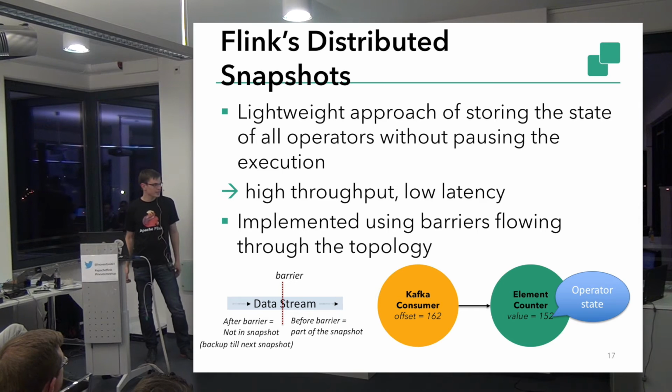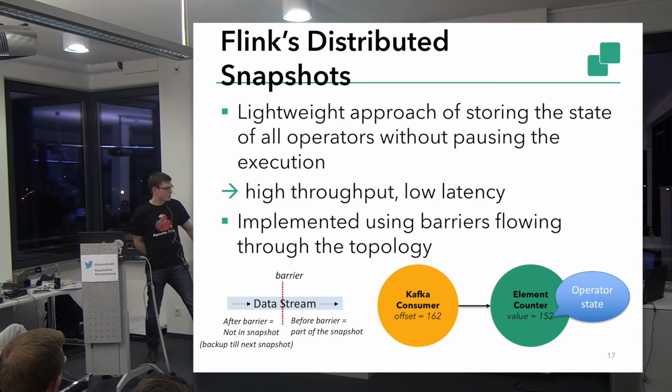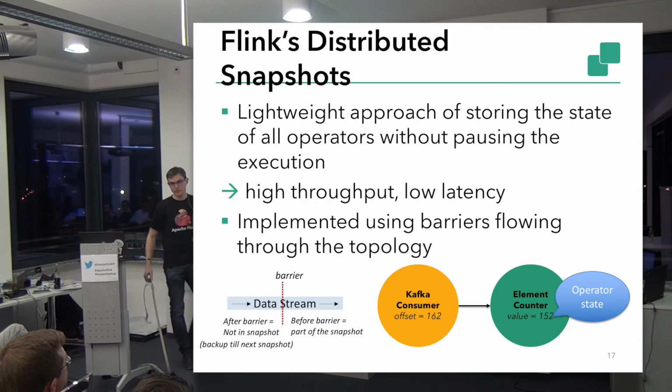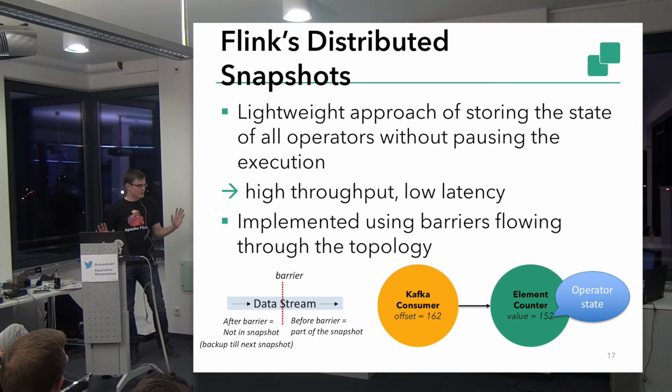And a very simplistic approach for doing a snapshot of this is by stopping everything, taking a picture of the state, so just remembering these two numbers, and then continue with the processing. So that's a very simplistic approach for doing a snapshot of the state. The problem here is, of course, if you stop the whole topology, you reduce the throughput and you add latency, because every time you stop it, you have to wait.